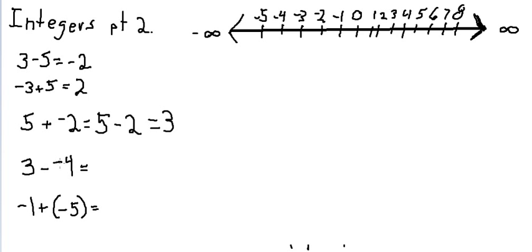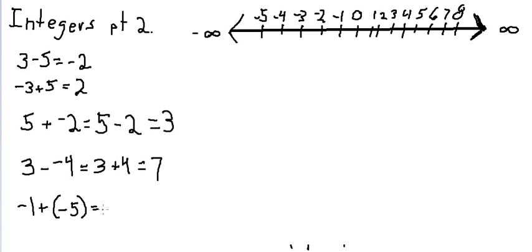3 minus a negative 4. These are the same. See how they're right next to each other? It's not this and this; it's when they're right next to each other. So that would be 3 plus 4, which is, last I checked, 7.